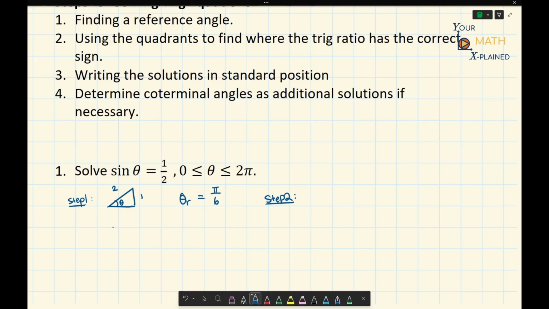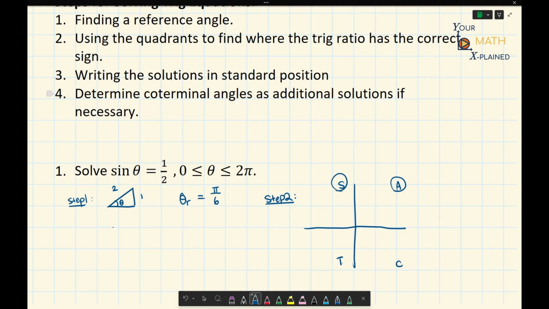Now for step 2, we're going to use the quadrants to find where we have the correct sign for our trig ratio. So we're going to draw our x and y axes, and we're going to label the quadrants with our ASTC rule. So here we can see that sine theta is a positive number. So if it's positive, then that means we're either in quadrant 1 or we're in quadrant 2.